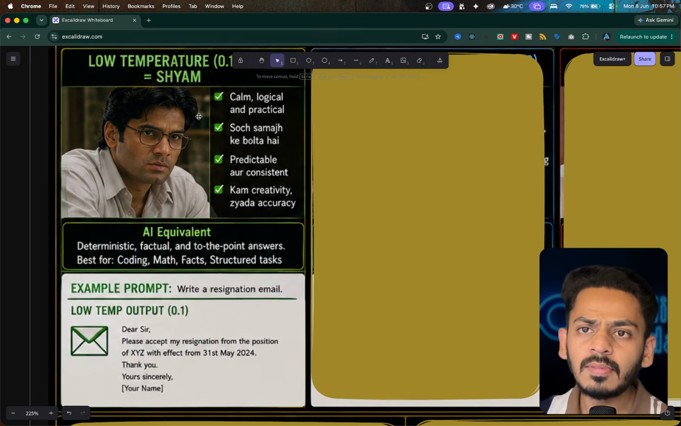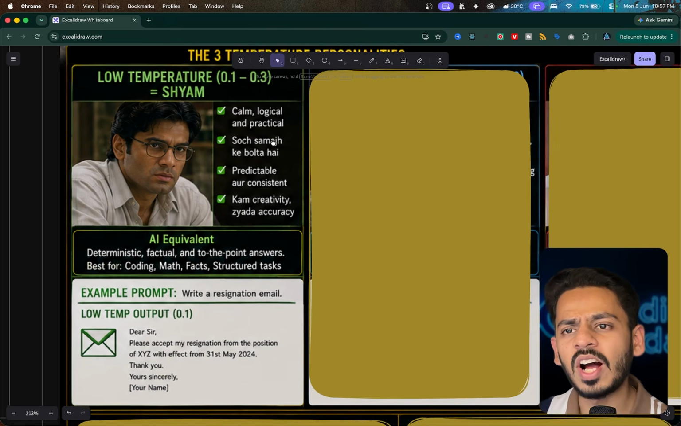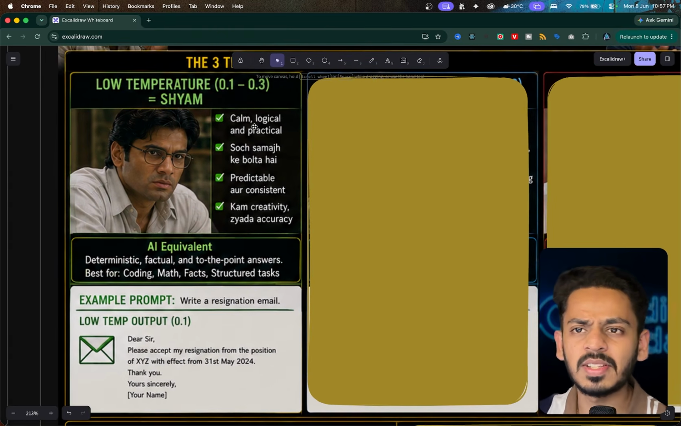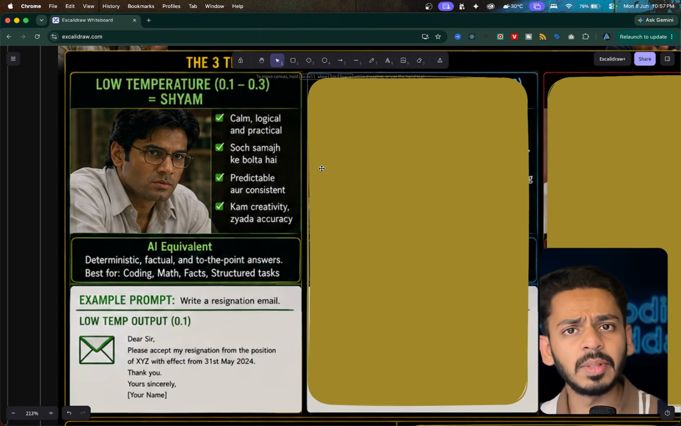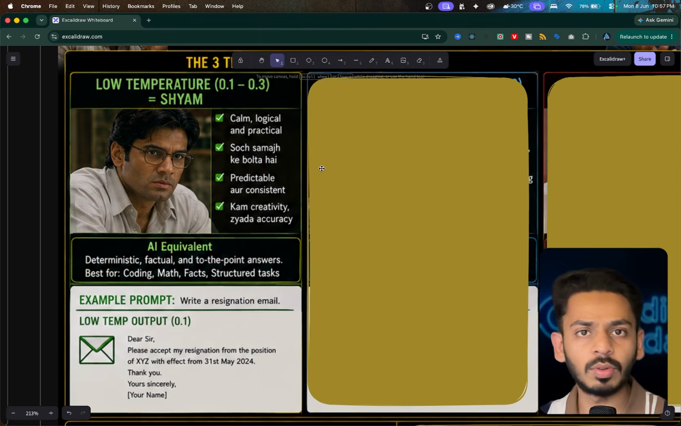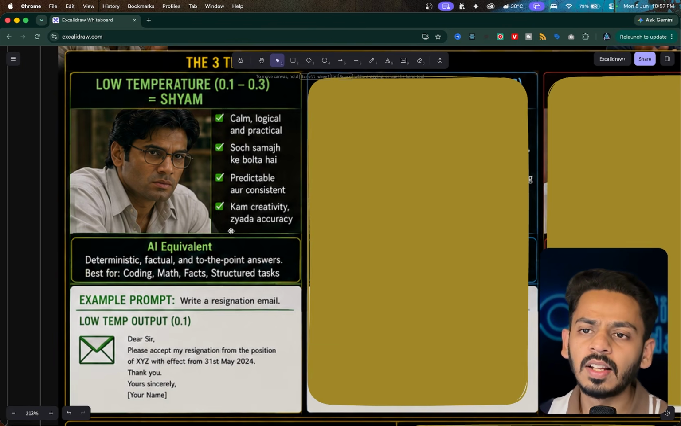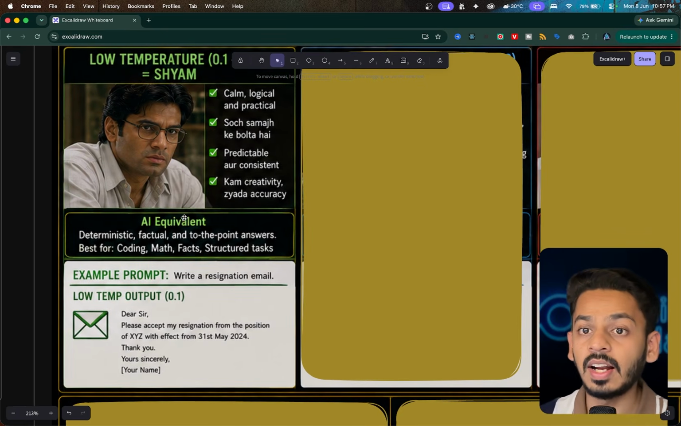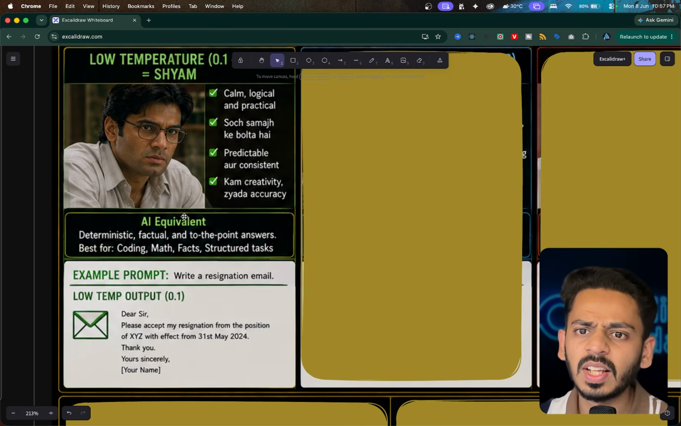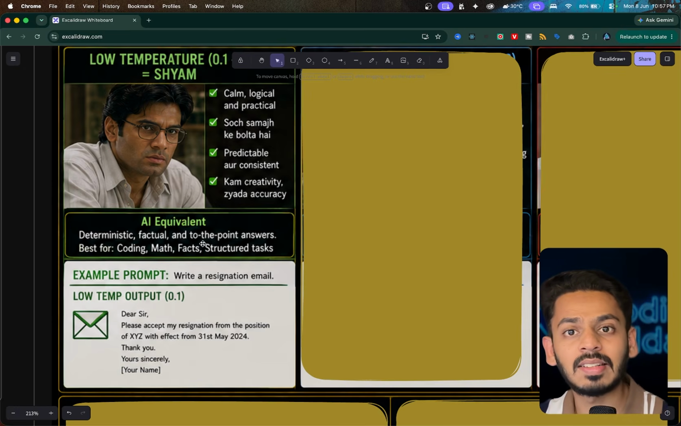Let's start with Shyam. Shyam is a person who has a very low temperature. The temperature range stays between 0.1 to 0.3. He's a very calm, logical, and very practical guy. सोच समझ के बोलता है, meaning he thinks a lot before responding to anything. He is very predictable and consistent. The creativity here is very less, but accuracy is more. The AI equivalent of Shyam is deterministic, factual, giving proper facts and to-the-point answers, no extra things. Best for coding, math, facts, and structured tasks.